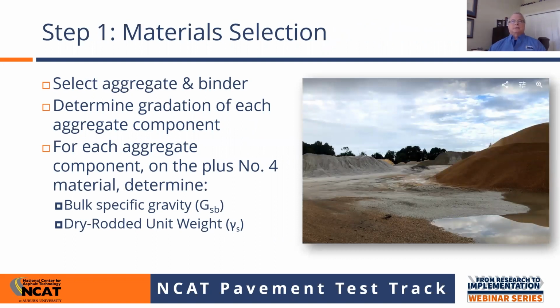So again, how this works, particularly the design methodology, is in a way similar to designing an SMA mixture. You've got to run some tests to make sure that you've got good stone-on-stone contact, which will hopefully prevent any type of rutting in that particular layer. So you determine what aggregates and binder you're going to use, and determine the gradation of each component. On the +4 material, you have to determine the bulk specific gravity of the aggregate, as well as the dry rodded unit weight. These are some tests that aren't typically done in a conventional Superpave design, but it is done for SMA mixes.